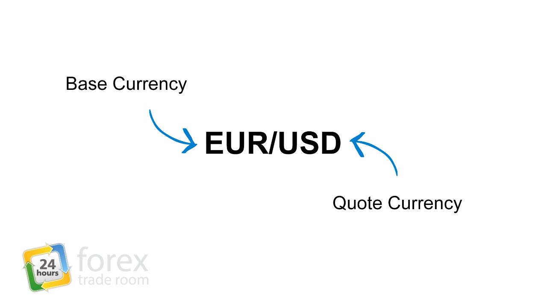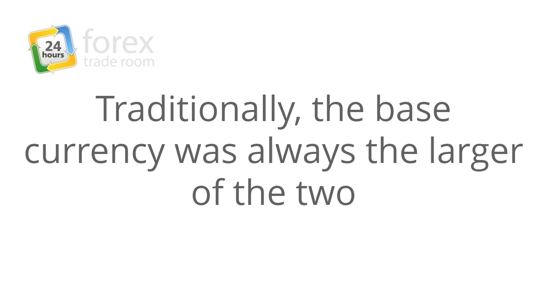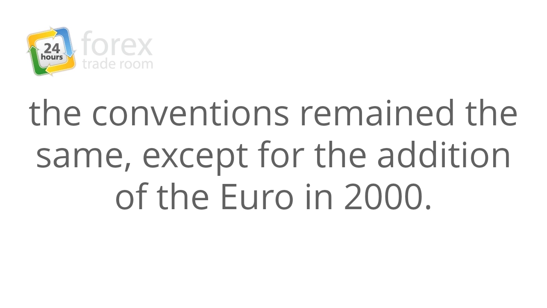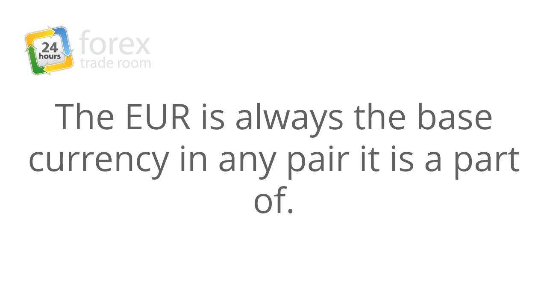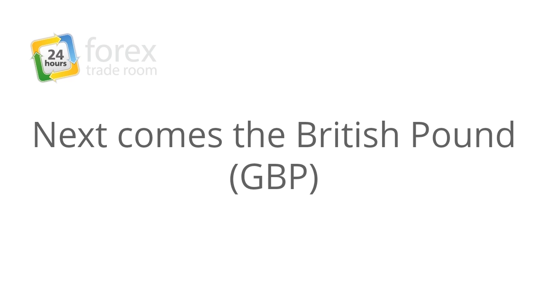In the spot Forex market, each currency pair consists of a base currency, the symbol on the left of the slash, and a quote currency, the symbol on the right of the slash. Traditionally, the base currency has always been the larger of the two, and despite the fact that relative currency values have changed, the conventions have pretty much remained the same, except for the addition of the euro in 2000. The conventional order of currencies starts with the euro. The euro is always the base currency in any pair that it is part of, i.e. it is always on the left-hand side of the slash.